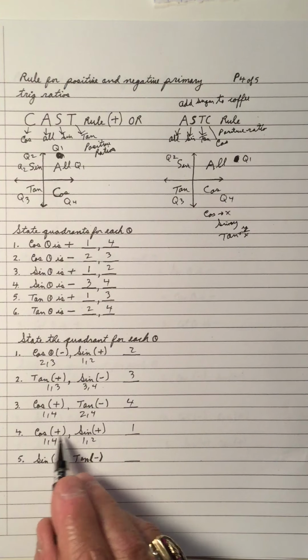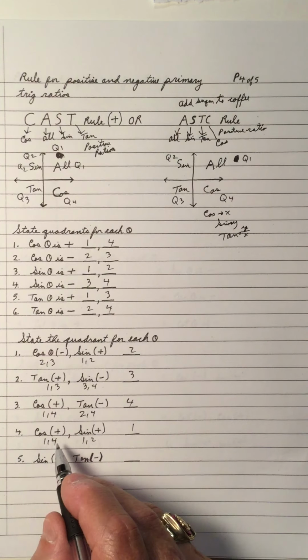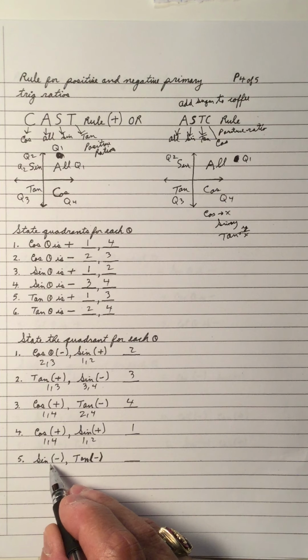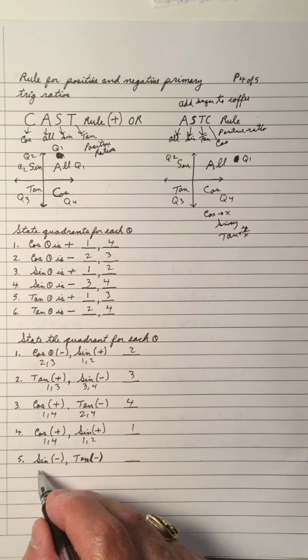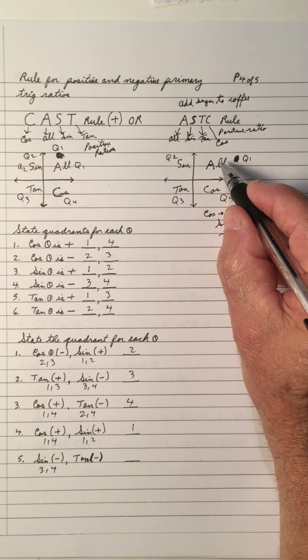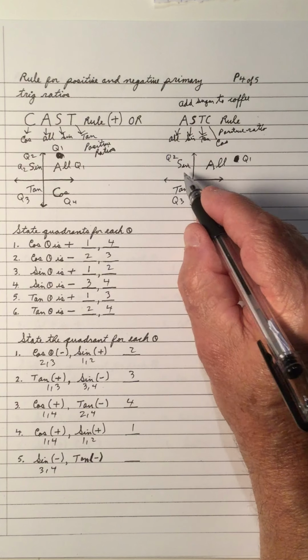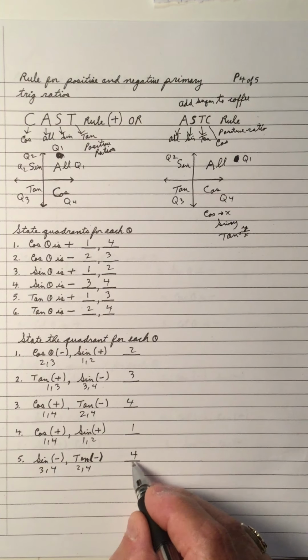So where are the ratios always positive? Quadrant 1. Automatic. Sine is negative. Sine is positive in 1 and 2, negative in 3 and 4. Tan is negative. Tan is positive in 1 and 3, so it must be negative in 2 and 4. What one's repeated? 4.